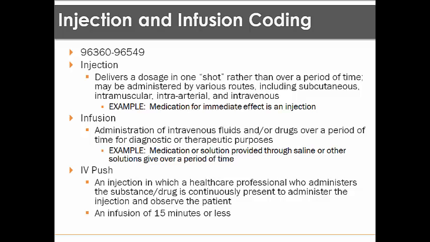Injection and infusion coding is a challenging area due to the vast instructional notes, the hierarchy rules, and the payer-specific policies. Now, the code ranges are from 96360 to 96549. Now, injection delivers a dosage in one shot rather than over a period of time. It may be administered by various routes, including subcutaneous, intramuscular, intraarterial, and intravenous.